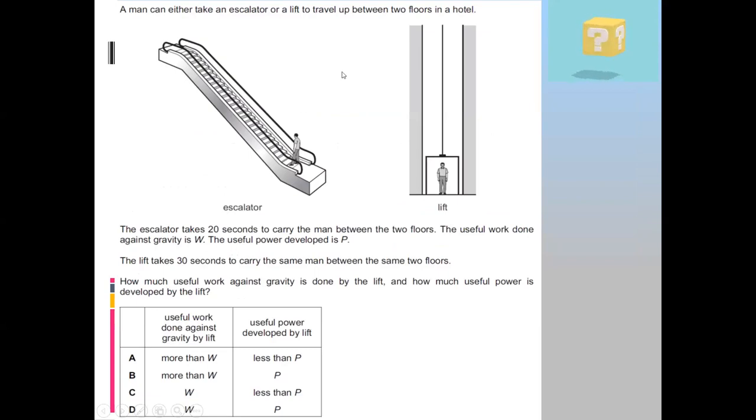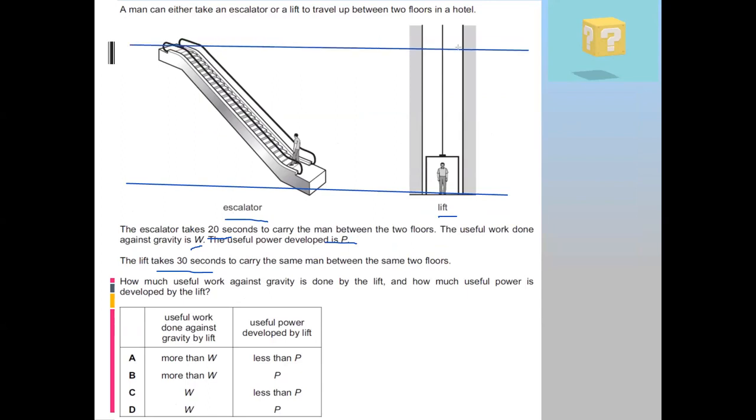Now compare the work done by the excavator with the lift. The excavator takes 20 seconds; the useful work done is W and the useful power is P. And the lift takes 30 seconds. So what about the work done? Work done is independent of the route or path followed. If both are moving to the same level, both will have the same work done.